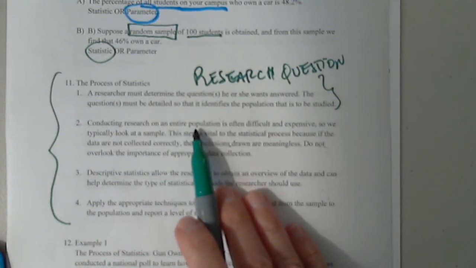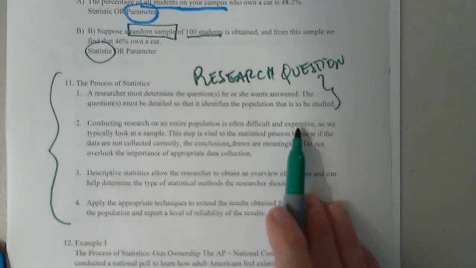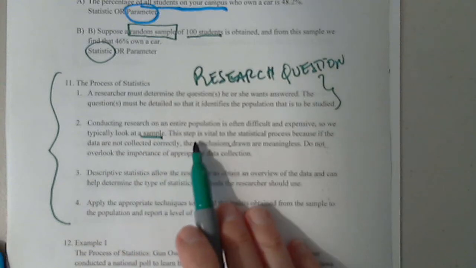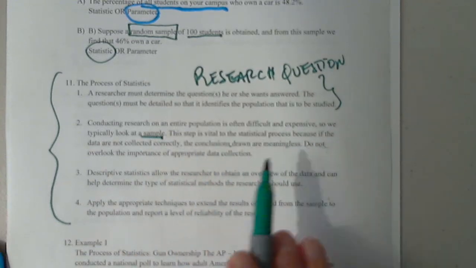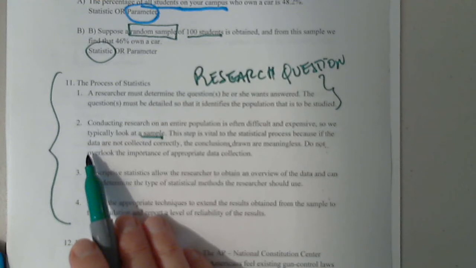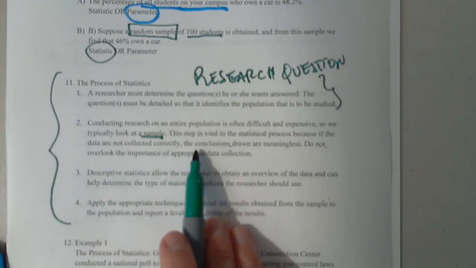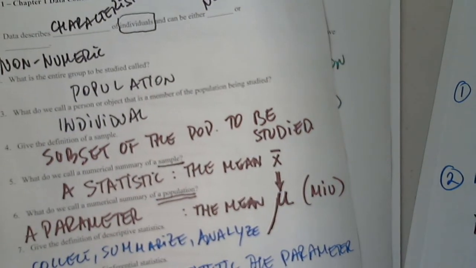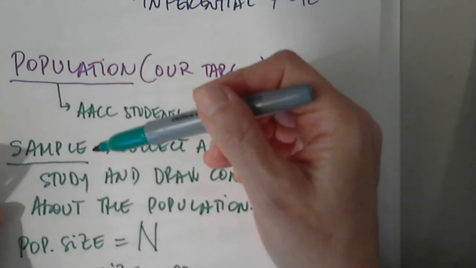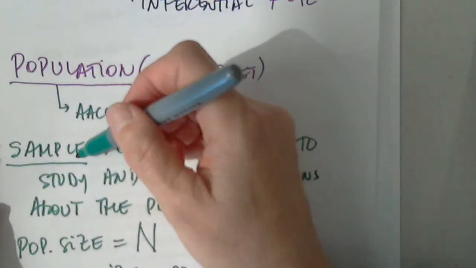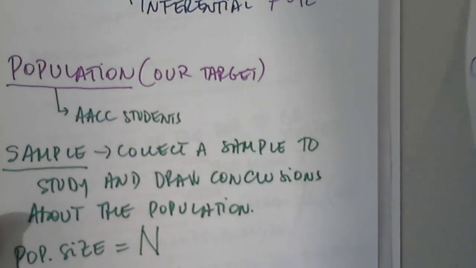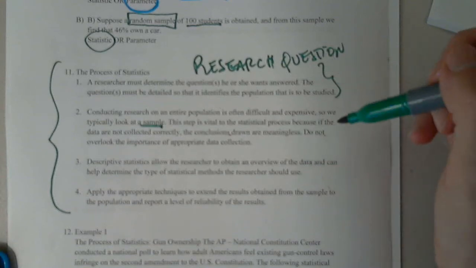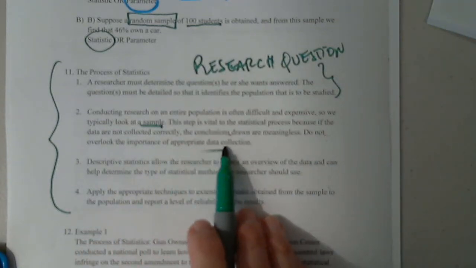Conducting research on an entire population is often difficult and expensive. We know that, so we typically look at a sample. That's the key. This step is vital to the statistical process because if the data are not collected correctly, the conclusions drawn are meaningless. If the sample is not representative of the population, whatever I conclude has zero meaning. I cannot rely on anything. Do not overlook the importance of appropriate data collection.